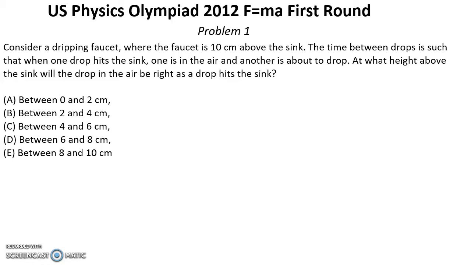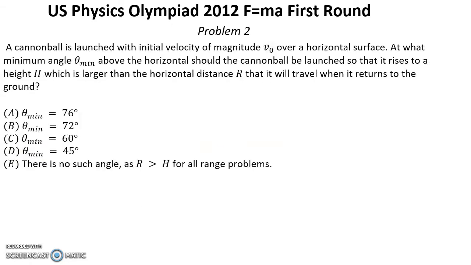Problem 1. Consider a dripping faucet where the faucet is 10 centimeters above the sink. The time between drops is such that when one drop hits the sink, one is in the air and another is about to drop. At what height above the sink will the drop in the air be right as the drop hits the sink?